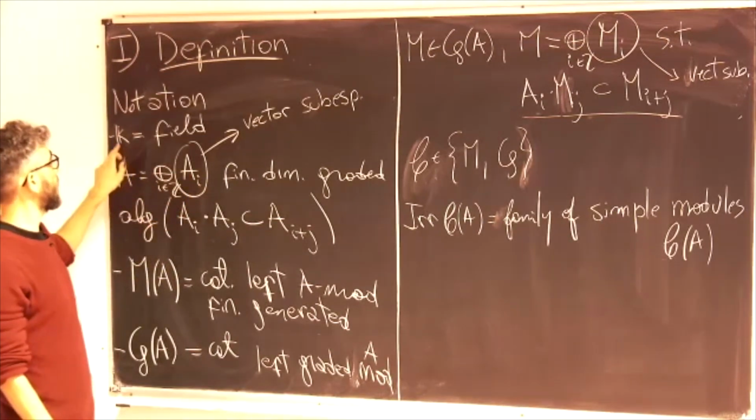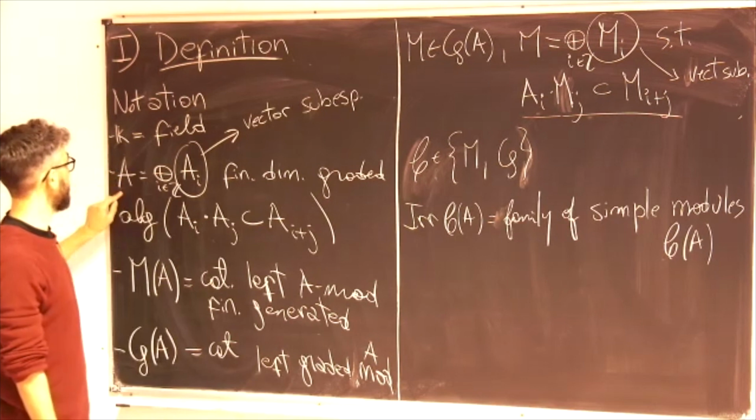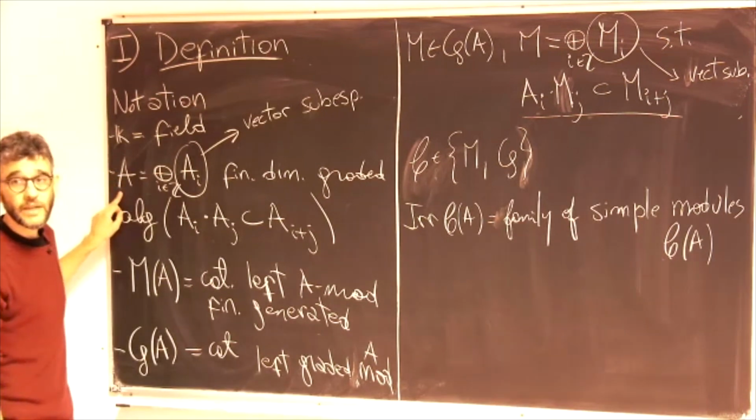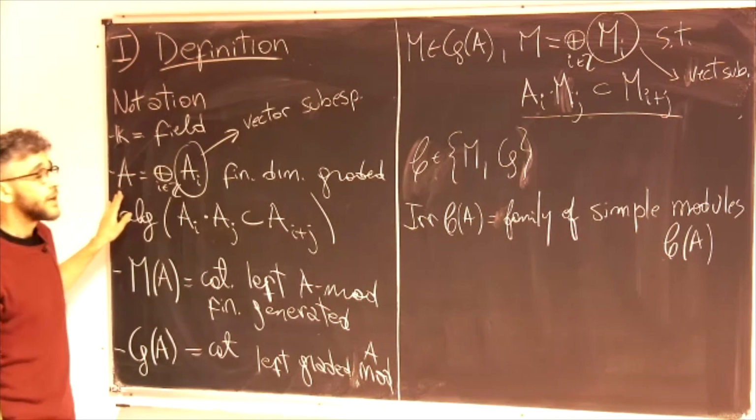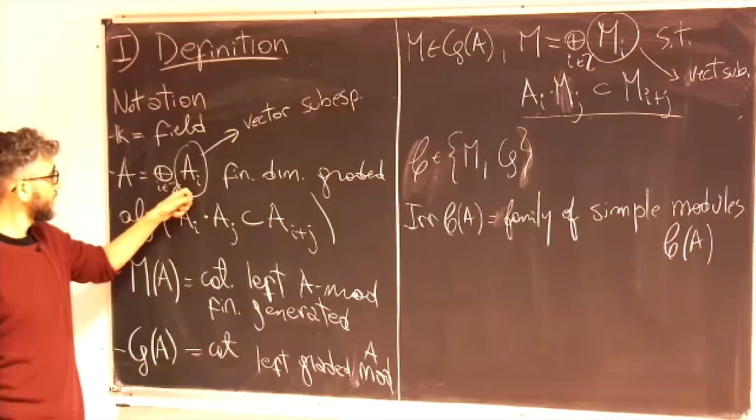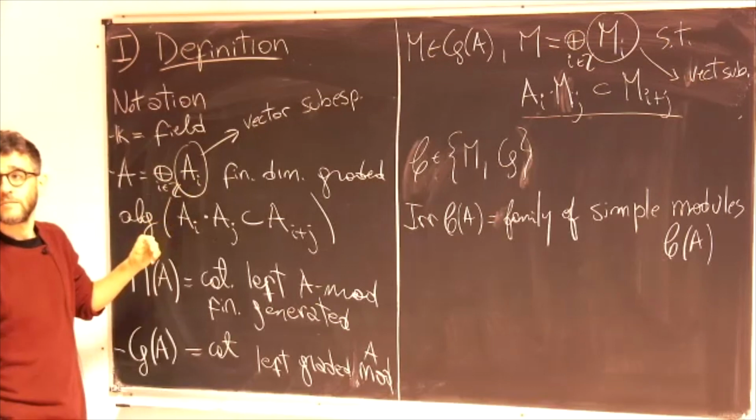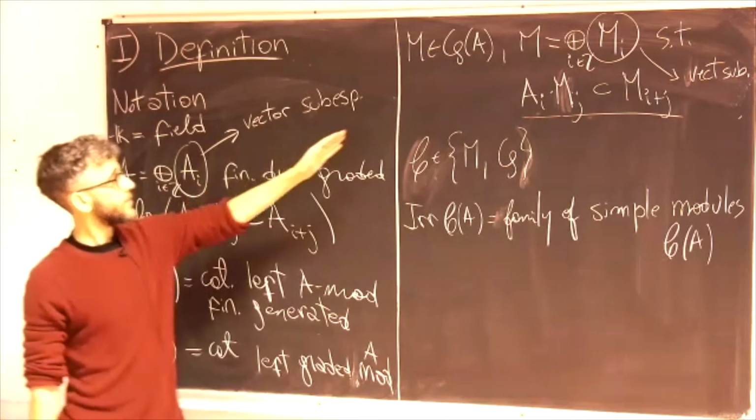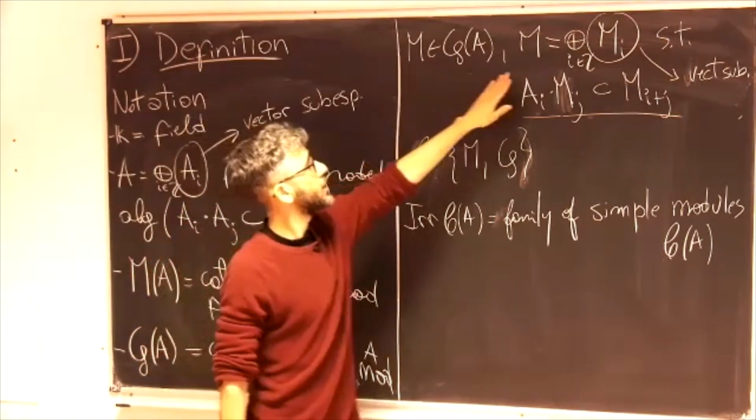this is a direct sum as A is a K-algebra. As A is a K-algebra, then it is a K-vector space. Then this direct sum is a direct sum of vector subspaces. This A sub A will be just a subspace. Okay, and then the same holds for M. M is a vector space with a direct sum decomposition.